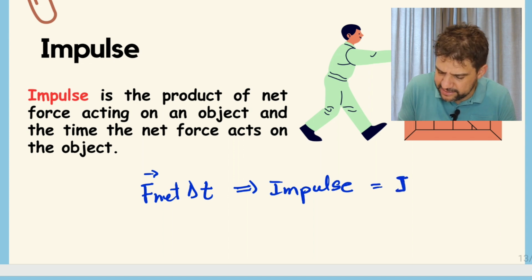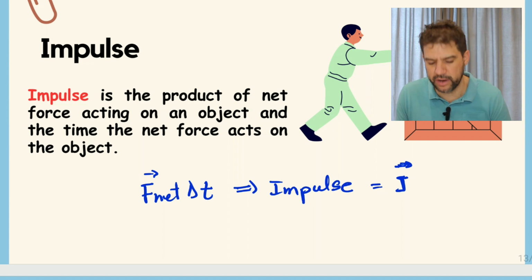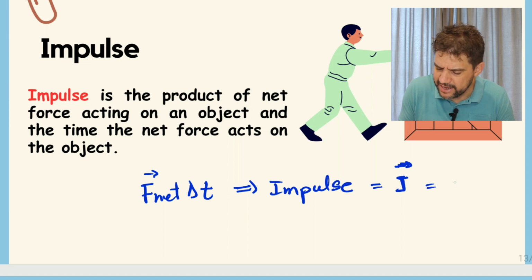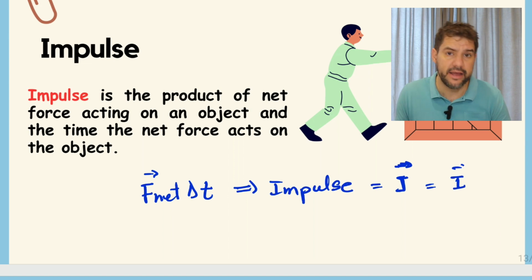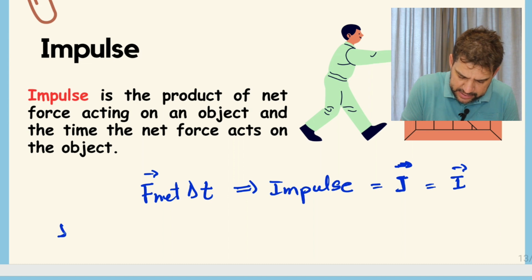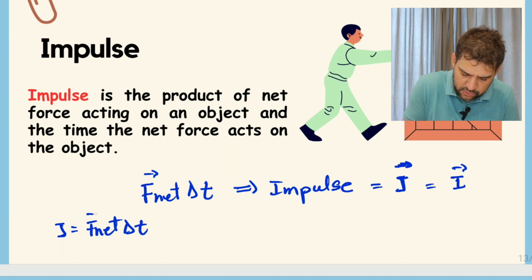Letter J, it is a vector quantity, so I'm going to add the symbol of the vector on top. But sometimes you can also find that I is being used. My recommendation as your teacher: use the symbol you're using at your school in your province, don't use my symbol, guys. So now we can say that impulse is equal to the product of F net multiplied by the time. That is what we call impulse.